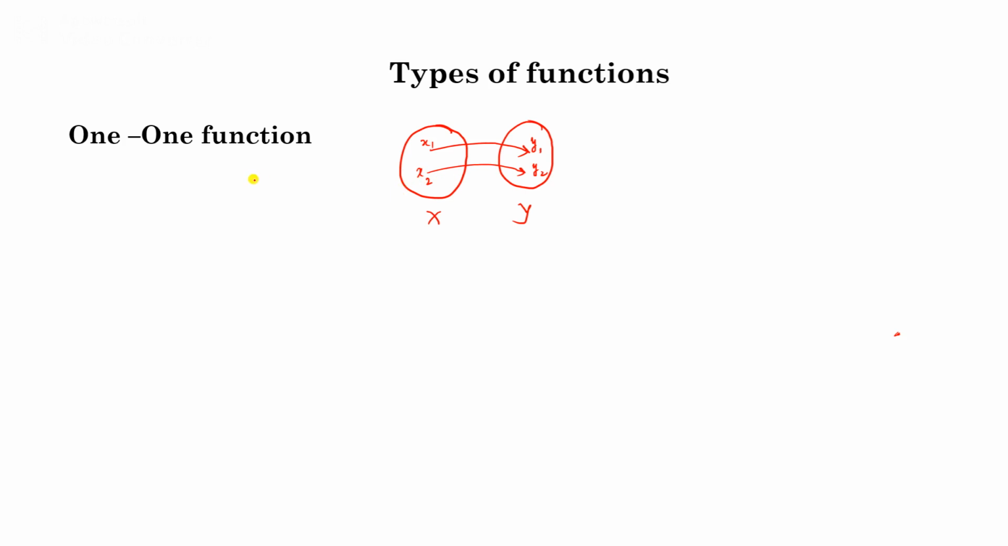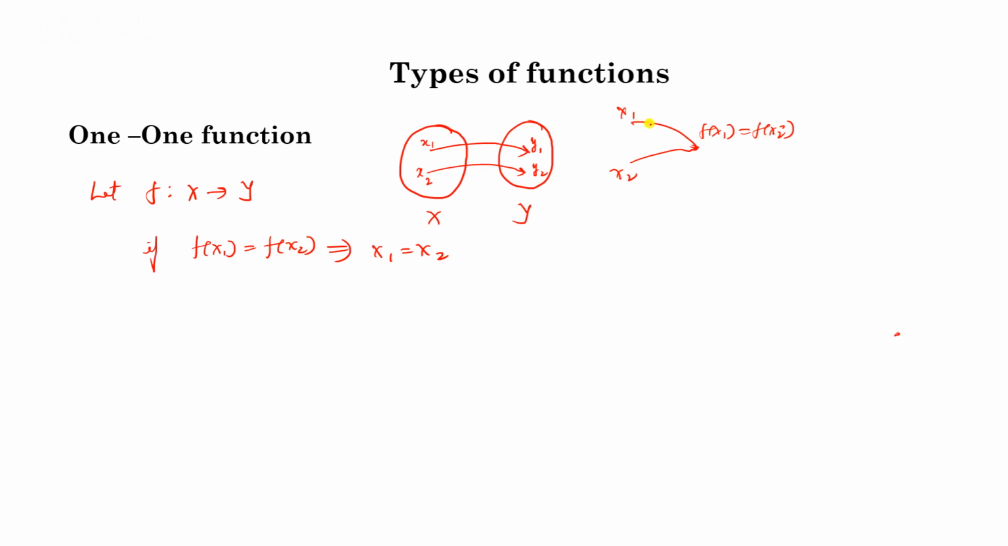How can we write it mathematically? So to write it mathematically, suppose we say let f be a function from x to y. Then f is said to be 1 to 1 if f(x1) equal to f(x2) implies x1 equal to x2. The meaning of this is, look at this. Suppose the mapping of two elements x1 and x2 is the same, that is f(x1) equal to f(x2). If the mapping of two different x1 and x2 is the same, then these two must be the same. So if the mapping of two is the same, it means the two elements are also the same.